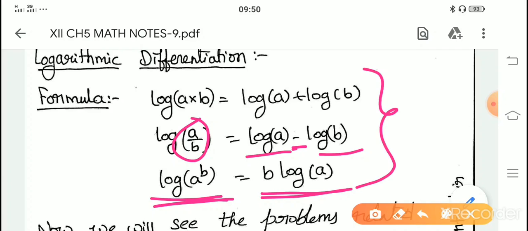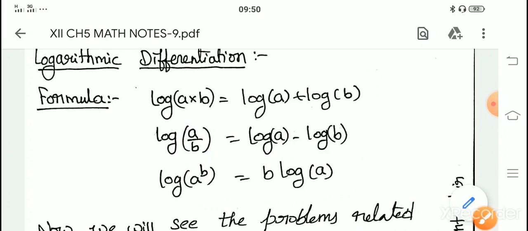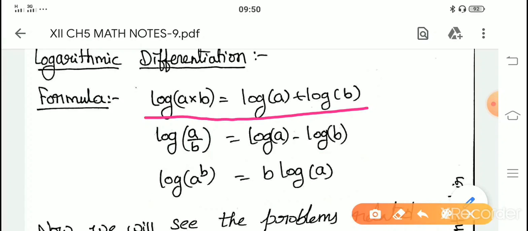These can be proved using the concept of exponents and powers, which you learnt in 8th and 9th standard. But I am not concentrating on the proofs now, because it is important to learn the formulas first. Then with the formulas we can easily solve the problems. I will discuss the proofs another day, but these three formulas you need to remember: log ab is equal to log a plus log b, log a by b is equal to log a minus log b, and log a power b is equal to b log a.